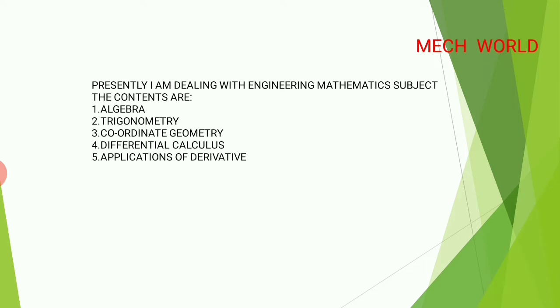This is the course content of engineering mathematics for diploma students. The main topics are algebra, trigonometry, coordinate geometry, differential calculus, applications of derivative. Let's see a brief introduction of each course content.